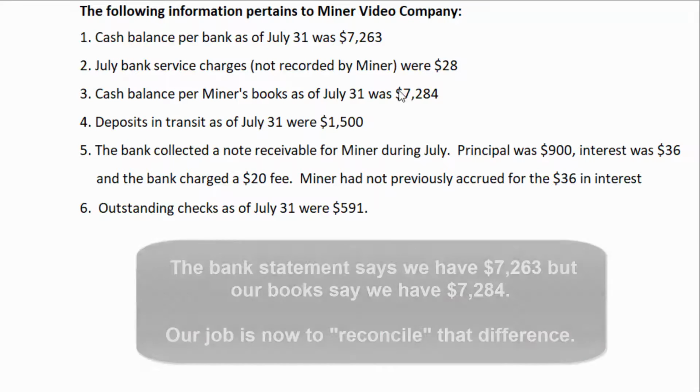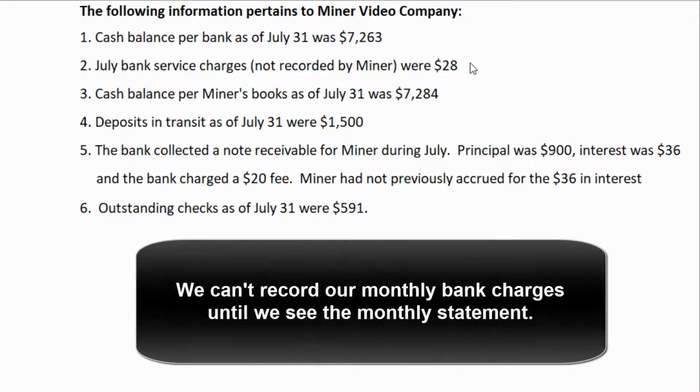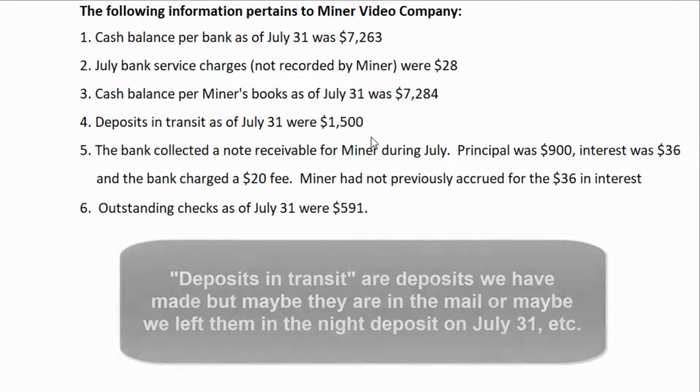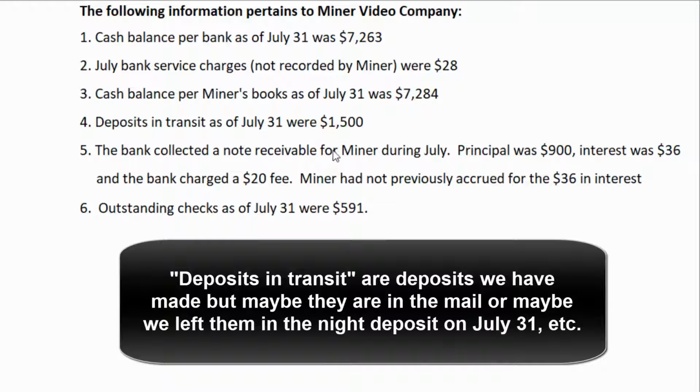So there's some bank service charges, so we don't know about those. We're Minor Video, we don't know about those until we open up our bank statement. Deposits in transit were $1,500. We marked those down in our books that we made that deposit, but they haven't arrived at the bank yet as of July 31st.